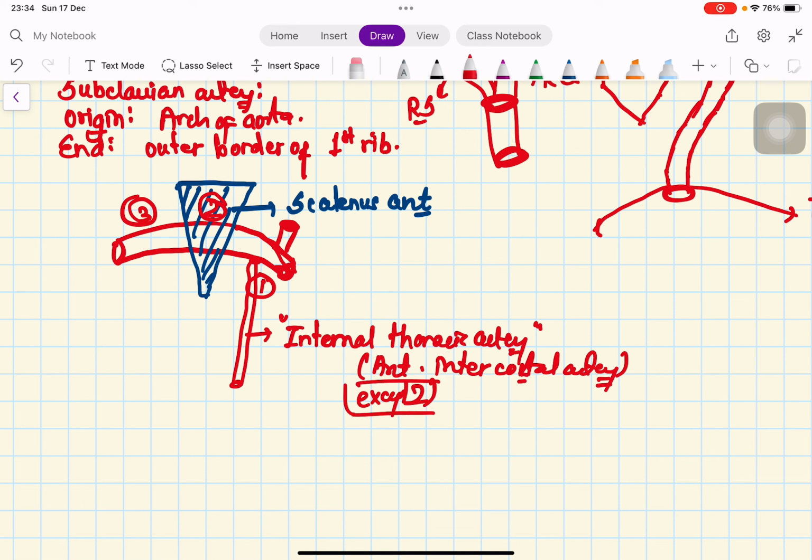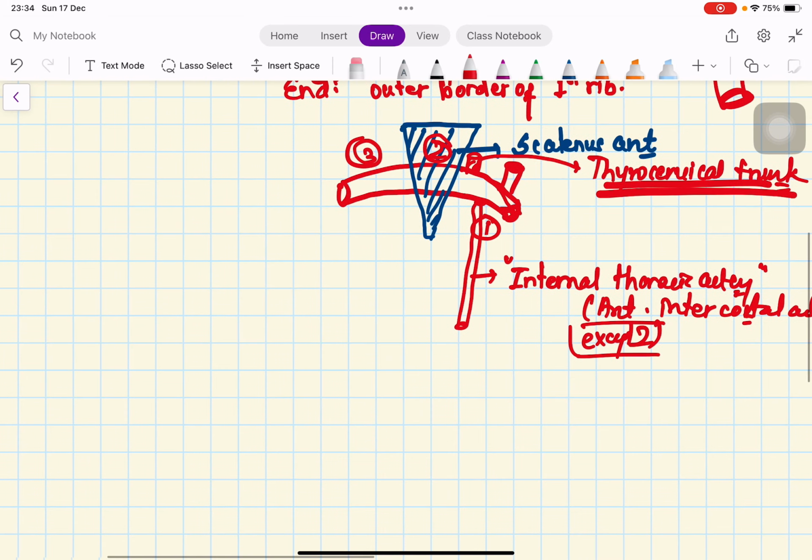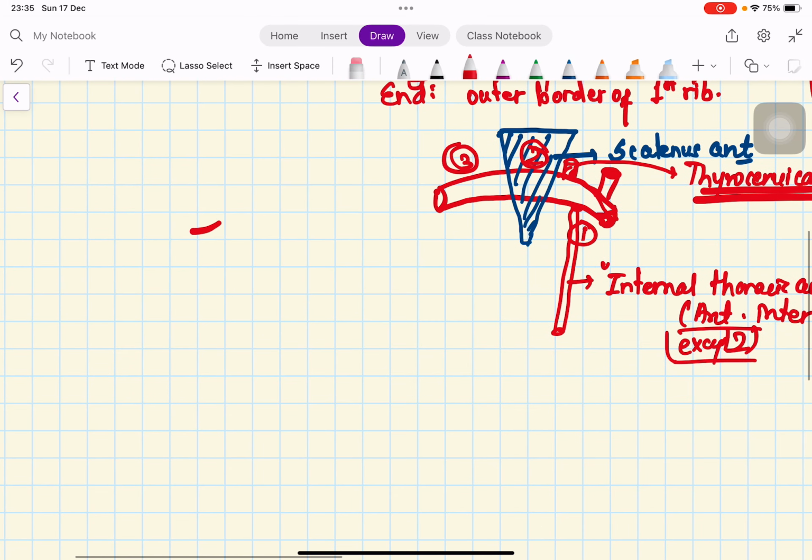Now here comes the important one, and here is the one trunk. What is this trunk? This trunk is called the thyrocervical trunk. Great. And this thyrocervical trunk, now let's see further. This is my thyrocervical trunk.